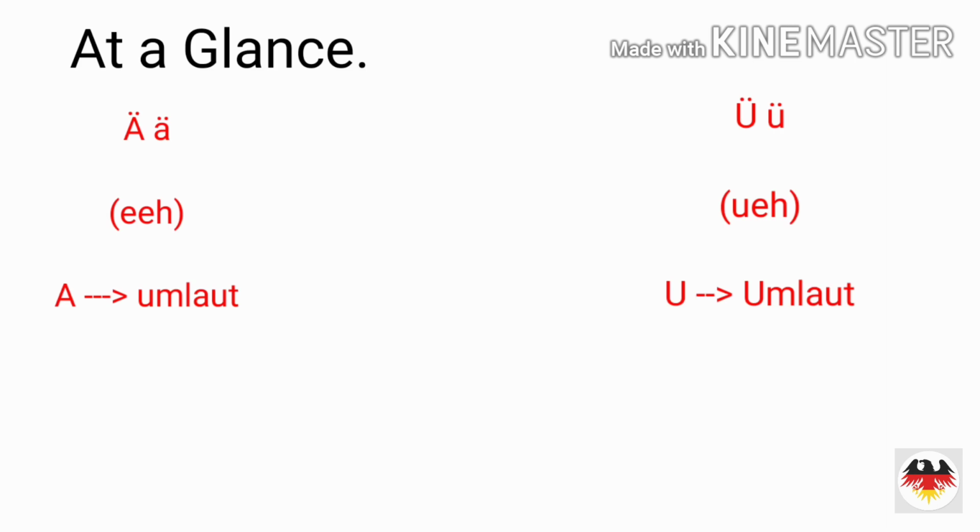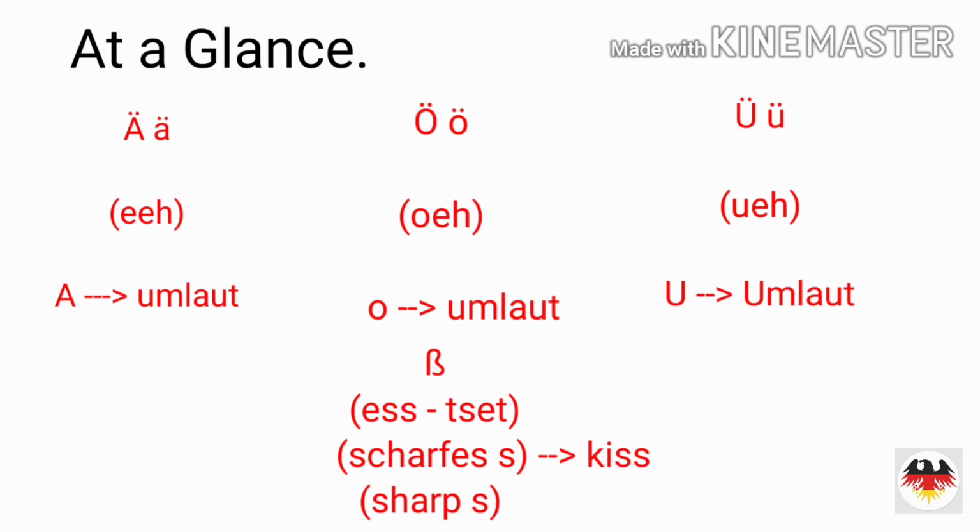At last, we summarize what we have learned today. In the German language, we have three umlauts and one extra character called Eszett, which looks like beta in English.